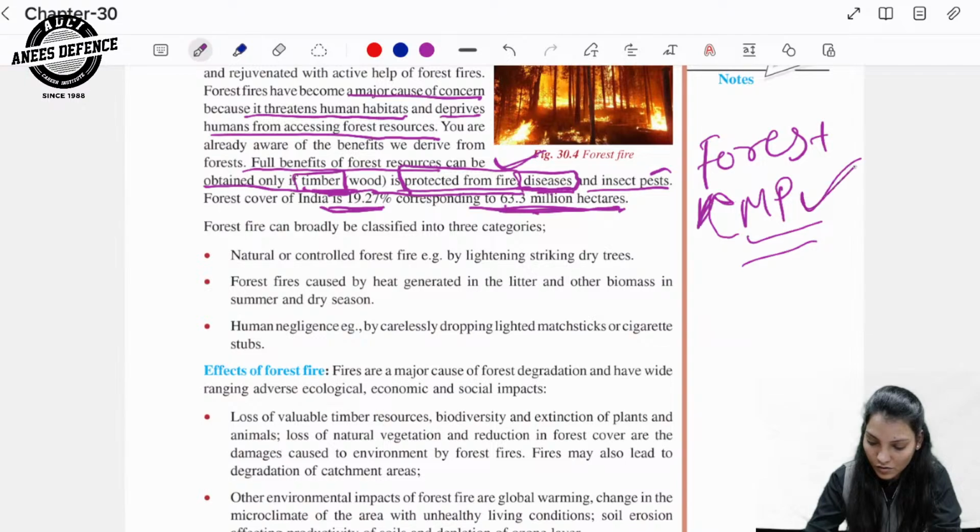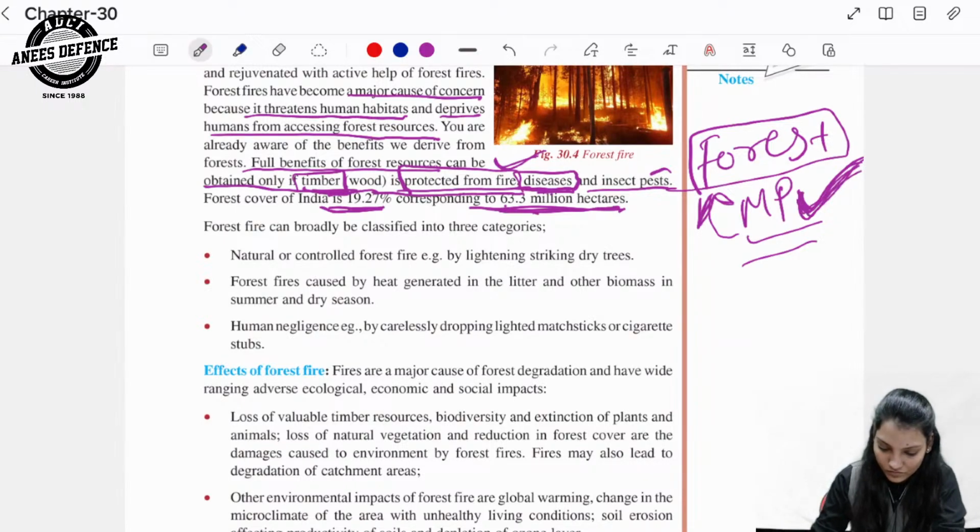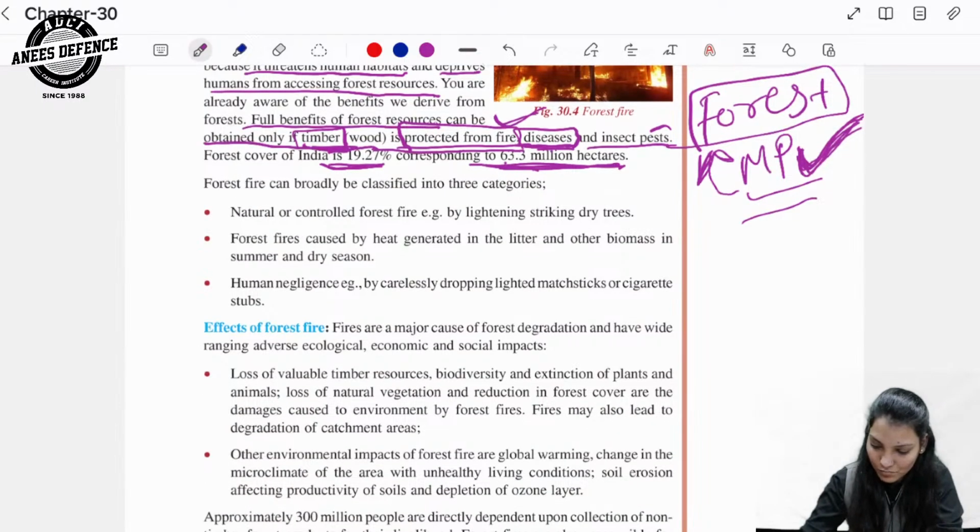We look at the data, the forest report. MP has the largest cover of the forest. So we can say MP is vulnerable to forest fire as it has a large forest area, a large area which is under the forest. Overall, if you look at the data of India, it has 19.27% area under the forest.